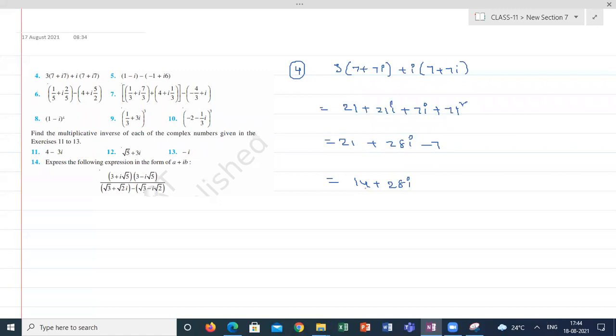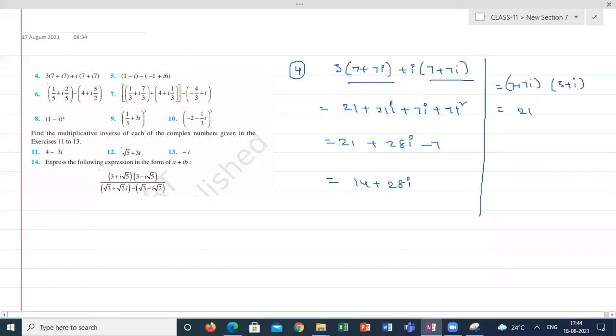This is one method. Or you can take 7 plus 7i common and multiply each other. If I take 7 plus 7i common, what will I get? I am getting 3 plus i using the reverse of the distributive law. So 3 into 7 is 21, 7i, 21i, 7i square is minus 7. So this will be 14 plus 28i. So with any method you will get the same answer. The way you apply your algebraic calculation is in your hands. Guys, is it clear how I did the fourth question? Yes, sir.